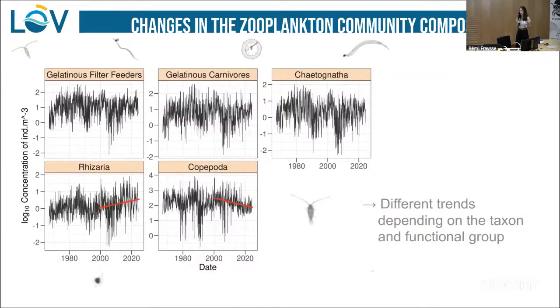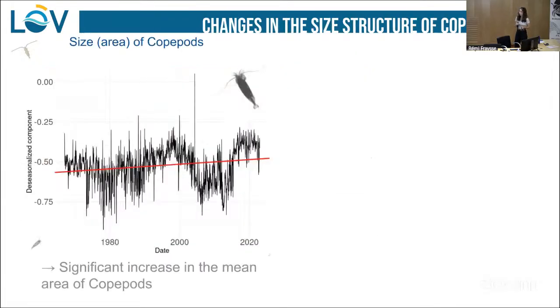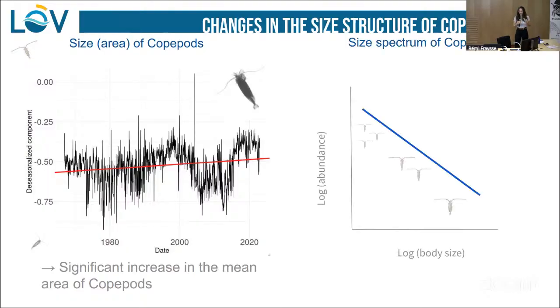But thanks to the ZooScan, I also have access to traits at the individual level, enabling access to intra-taxon variability. So then I decided to focus on the copepods because, as I said, they are the most abundant group in my community. And I computed the mean area, which is a proxy of the size of my copepods, per day. And I conducted a trend analysis, again, that was significant. I had a significant increase in the mean area, which was quite confusing in the context of an increase of temperature and more oligotrophic conditions. So then I decided to do a size spectrum analysis to see in more detail what was happening.